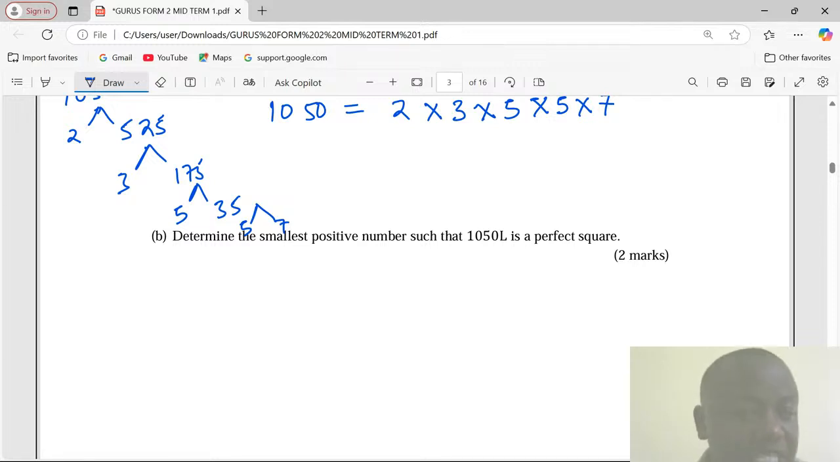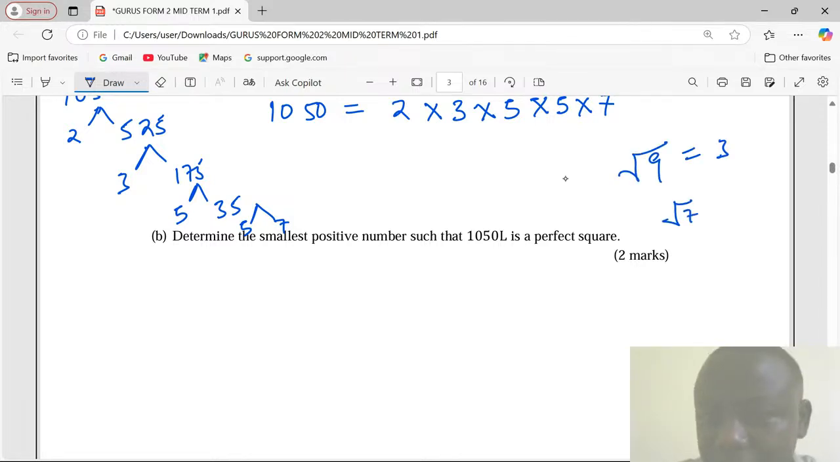Determine the smallest positive number L such that 1050 multiplied by L is going to become a perfect square. We just need to know what a perfect square is. A perfect square is a number whereby if we start obtaining the square root, it will be a rational number, like the root of 9, whereby we exactly get 3.